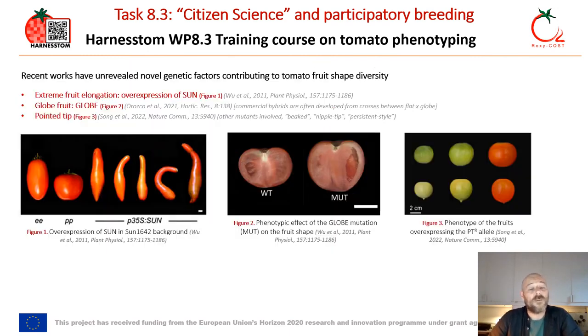More recently, different works have unveiled other genes that have important effects on tomato fruit shape. This is the case of the extreme elongated phenotype caused by the overexpression of SUN, also the recently reported GLOBE gene that is responsible for the spherical phenotype, and finally, Jiawen Song and collaborators described the POINTED TIP gene, which regulates the protuberance of the tomato fruit tip.